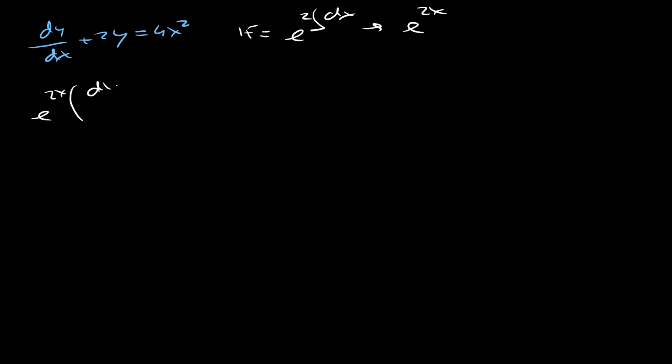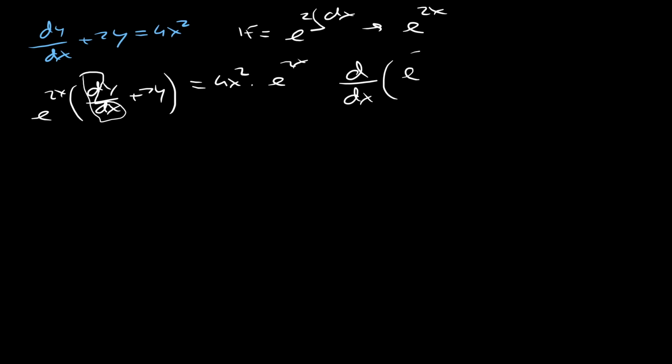So dy/dx plus 2y, and then 4x squared times e to the 2x. So we now get rid of this element to get it outside. So this is the same thing as saying d/dx of e to the 2x y, and then it's 4x squared e to the 2x. So now we are going to integrate both sides.